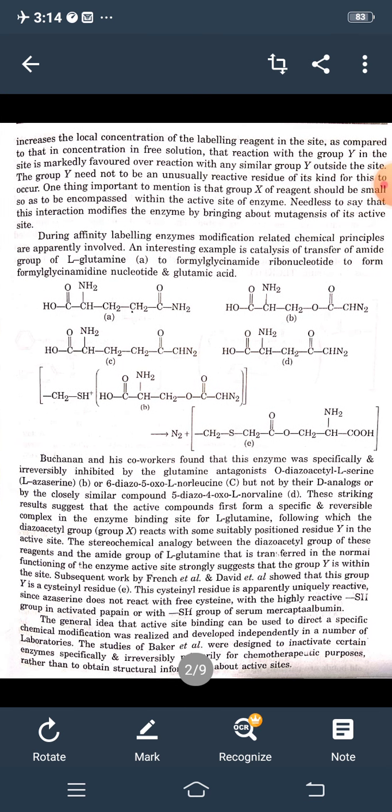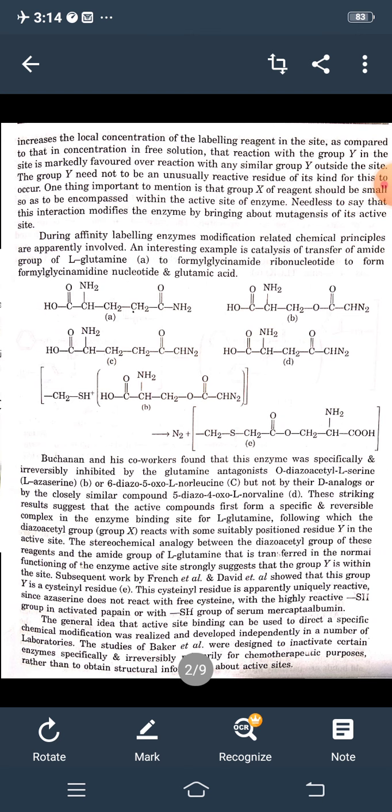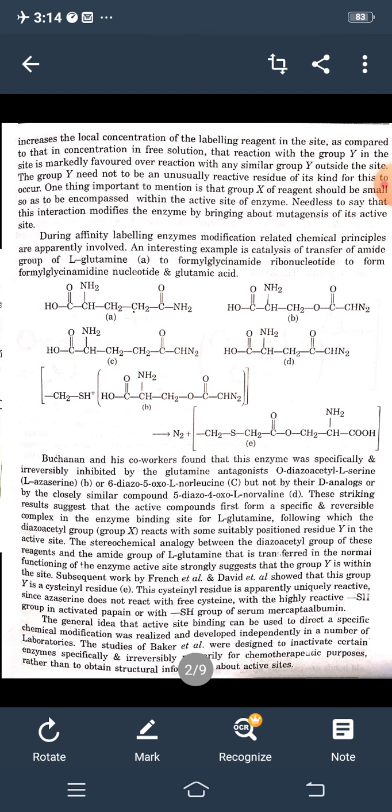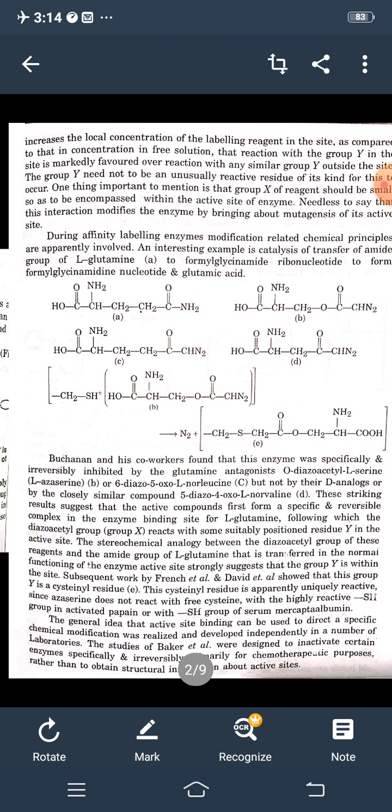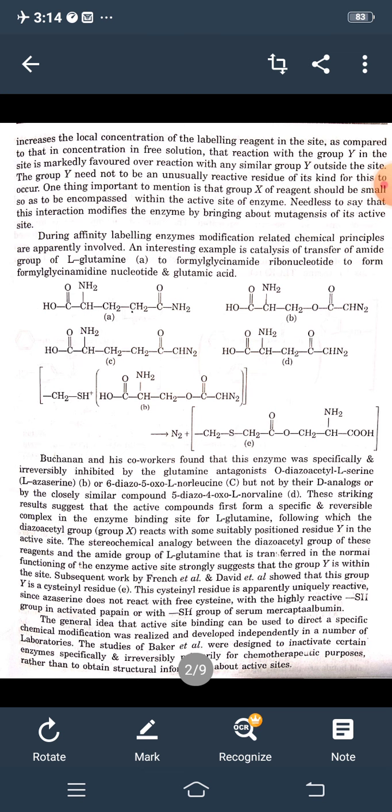Hartman and his co-workers found that this enzyme was specifically and irreversibly inhibited by the glutamine antagonist O-diazoacetyl-L-serine or by 6-diazo-5-oxo-L-norleucine C, but not by their D-analogues or by the closely similar compound 5-diazo-4-oxo-L-norvaline D. So these you can see in this diagram.